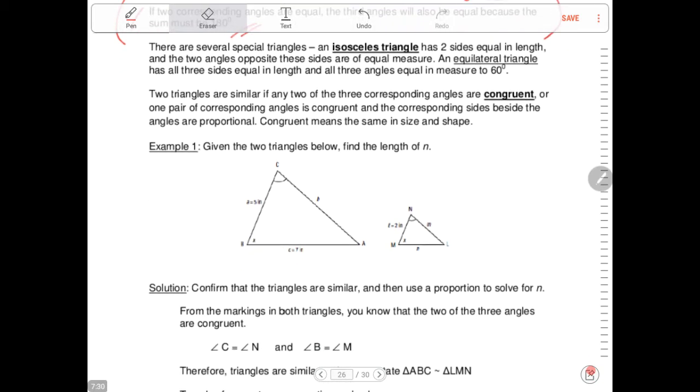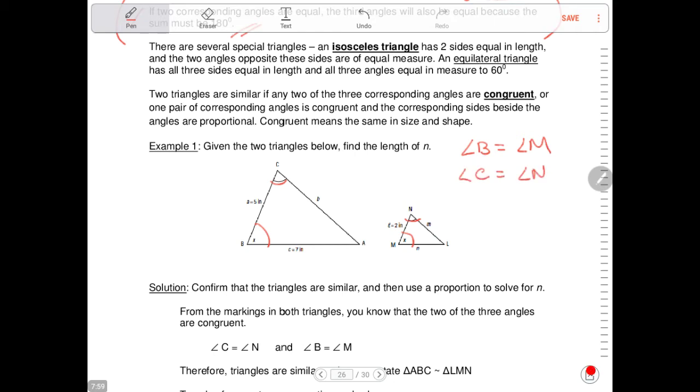Let's try to break this down a little bit. If you look here, you're looking for kind of signals. You see, they put an X right here. They put an X right there. That means those angles are equal or congruent. Do we see any other shaping here that means equal? Well, yes, we do. We see this right here and this right here. So we know that angle B is equal to angle M. We also know that angle C is equal to angle N.